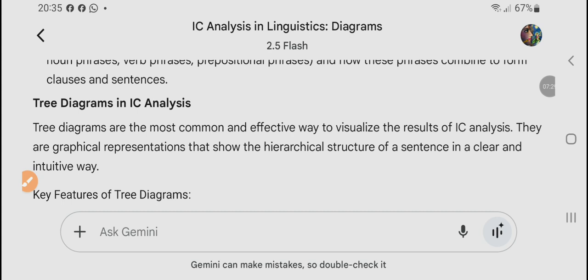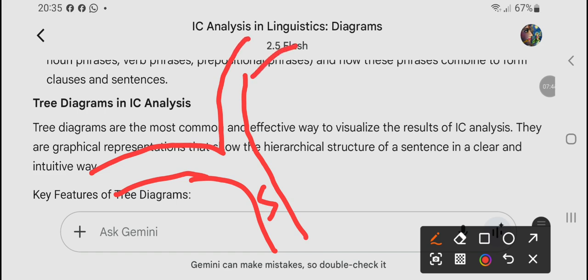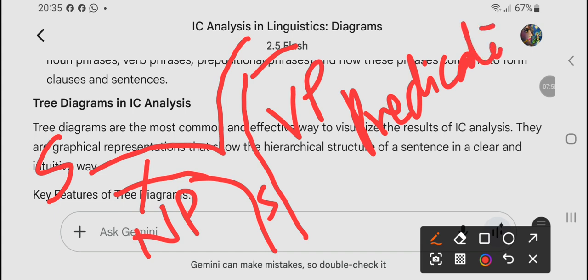Just imagine a sentence is just like a tree. This is the sentence, and the tree is generally divided into two branches. First is the noun phrase, which is called the subject, and then the verb phrase, which is called the predicate. This is the subject and predicate. This is a very basic structure. So just imagine that a sentence is a tree.